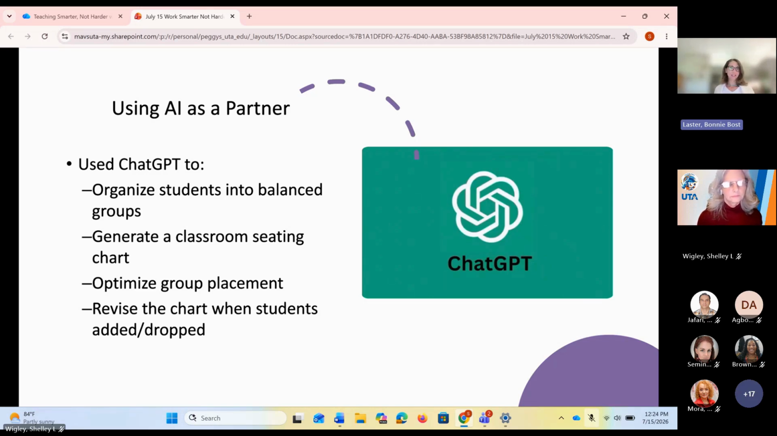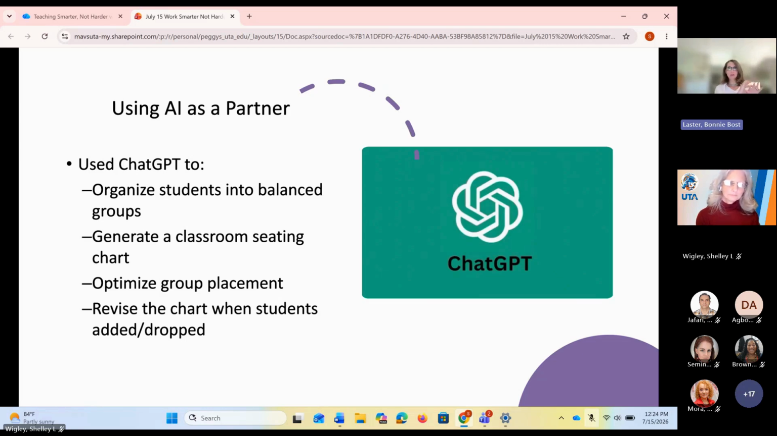I fed all that into chat, yes, codes and numbers, and said, okay, can you organize my folks into groups, and can you create a seating chart? So I then gave chat information about the seating in the lecture hall, complete with how many rows, how many seats per row. I let chat know I wanted them to be seated in pods.